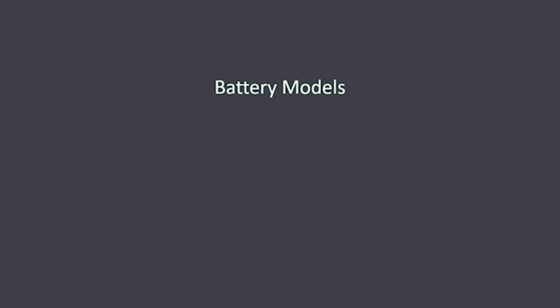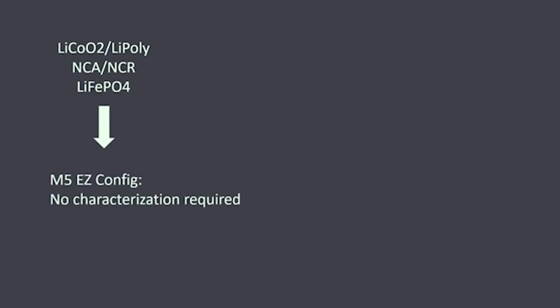Now that we have a good idea of which part to use, we need to decide what battery model to use. For most applications that use common lithium chemistries like lithium cobalt, NCA or NCR, and lithium iron phosphate, the EZ configuration is the suggested option since it gives you the highest accuracy without the need for lengthy characterization procedures. I'll show you how to get this set up later in the video.